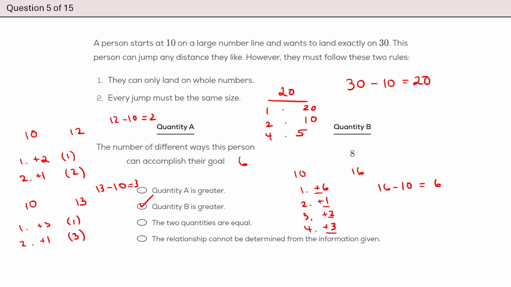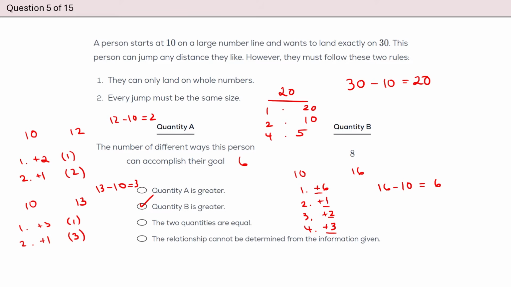So those are the 5 quantitative comparison questions. Remember, whenever we do a Section 2 quiz or a Section 2 section on the GRE Quant, it's going to have 15 questions, 5 of which are QC. All right, so there we go. Let's now move on to number 6.